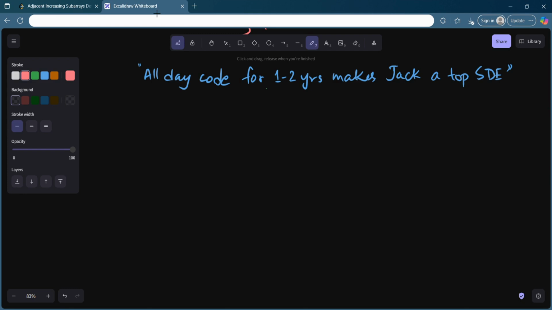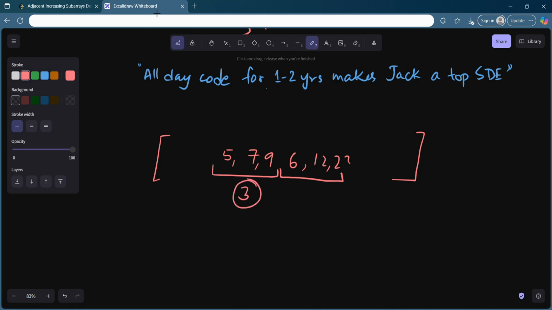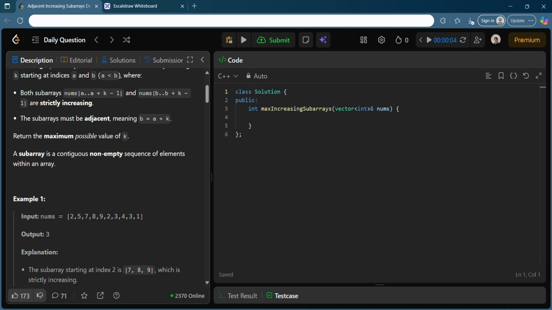So basically what they want us to do is that they have given an array nums, so you need to find two subarrays. Let's say this is a subarray and this is a subarray, two adjacent subarrays such that the numbers in them are both strictly increasing. Let's say 5, 7, 9, and here something like 6, 12, 22. Okay, and you see here what will be the value of k. K will be 3 because this is of length 3 and this is also of length 3. So you need to find the value of the largest such k. Okay, so the largest such k is what you need to find out, and that is all you need to do.